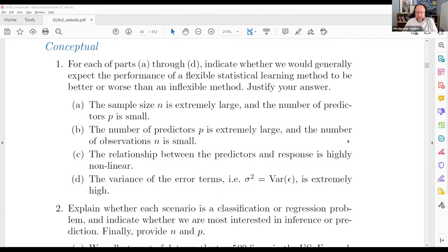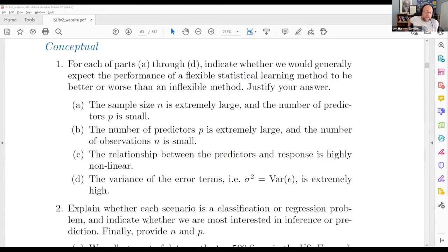Relationship between predictors and response is highly nonlinear. Does anyone have any thoughts on that one? All right. Well, flexible, kind of like what we were talking about with the two extreme curves. You've got your straight line versus your super wiggly line. Flexible is moving into your wiggly line. And if the true model is super wiggly, then you want something that can get super wiggly. That's the way to look at that.